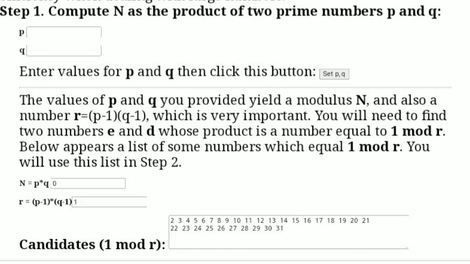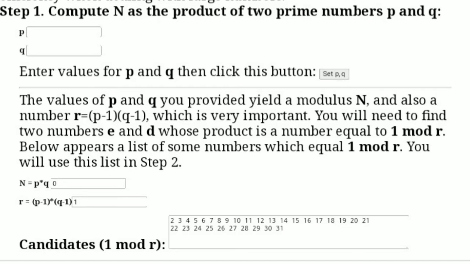with large numbers. So the first step is to compute n as the product of the prime numbers p and q. Then you may enter values for P and Q, then click the button that you see in the picture, Set P and Q. The values of P and Q you provided yield a modulus n, and also a number r equal to (P minus 1) times (Q minus 1), which is very important.